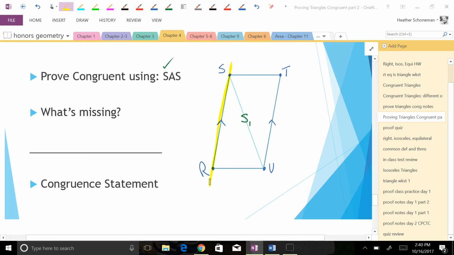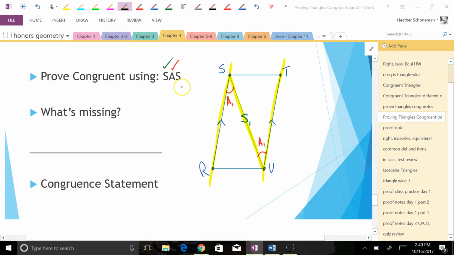So let's look. These are my parallel lines. This is my transversal. And when I draw on that congruent angle, they've got to go from parallel line to transversal. So that is where my angle comes from, the alternate interior angles. So what's missing is the side.